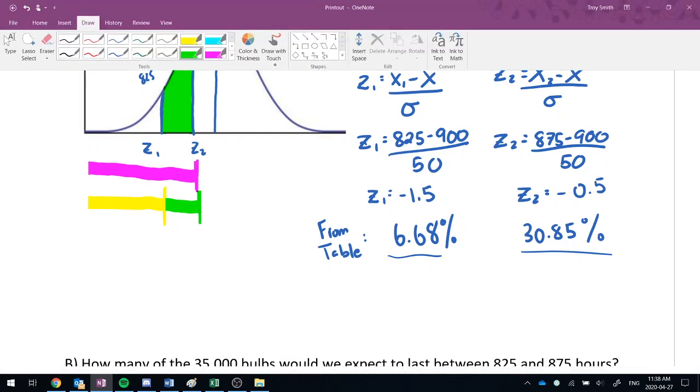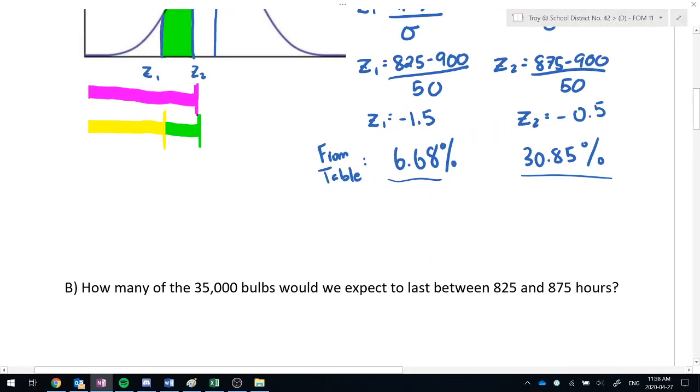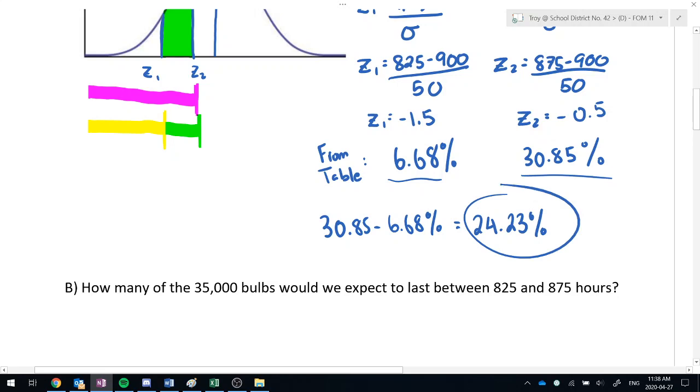Okay, so we'll come in, 30.85 minus 6.68%. That's going to give us 24.23% of that company's bulbs are going to last between 825 and 875 hours.